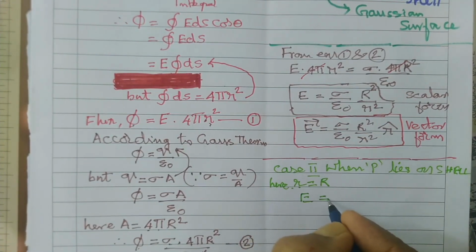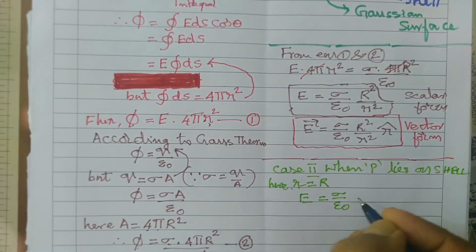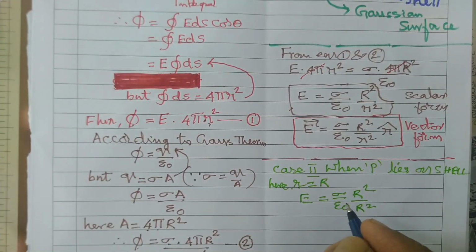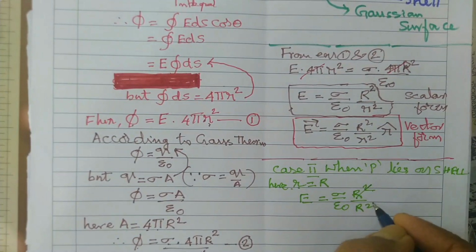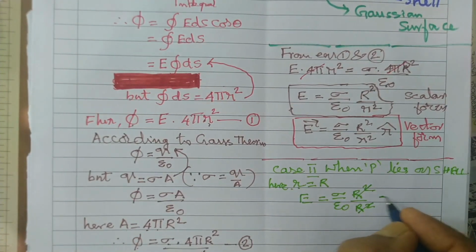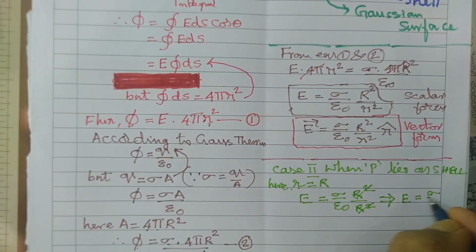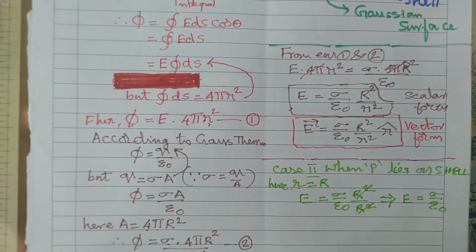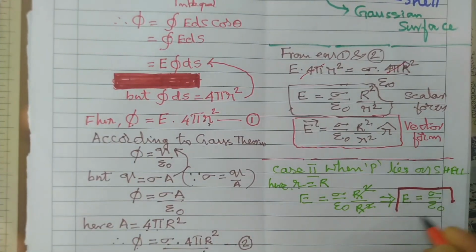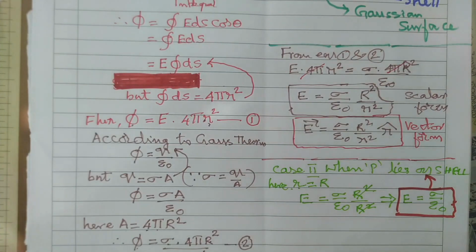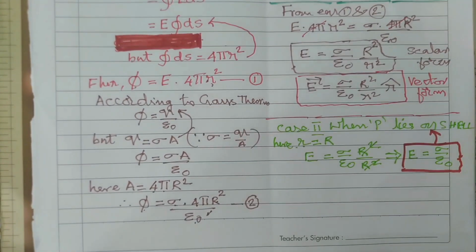E is equal to sigma by epsilon 0 capital R square by again capital R square, because small r is equal to capital R. So you know very well it gets cancelled. Finally we can say that E is equal to, simply we are going to get sigma by epsilon 0. So in case 2, when point P lies on the shell itself, we get this expression. This is the expression for this case. You remember.